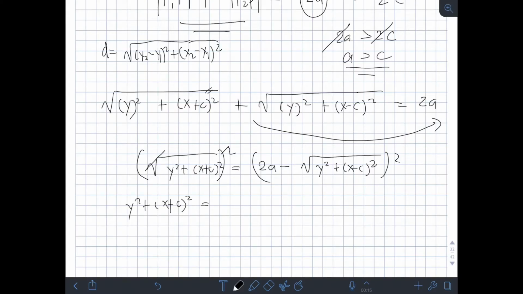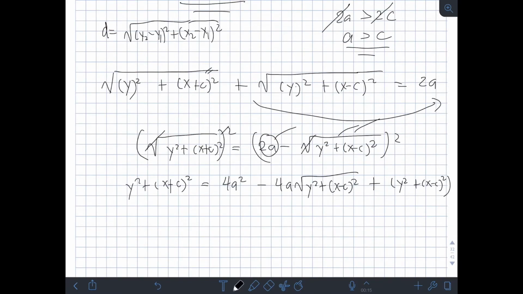Okay? So, dito sa right, square of a binomial. Square the first, we have 4a squared minus product nitong dalawa, then times 2. So, 4a square root of y squared plus x minus c squared, then square nung second term. So, parang magiging, may eliminate yung radical niya. So, magiging y squared plus x minus c quantity squared na lang.